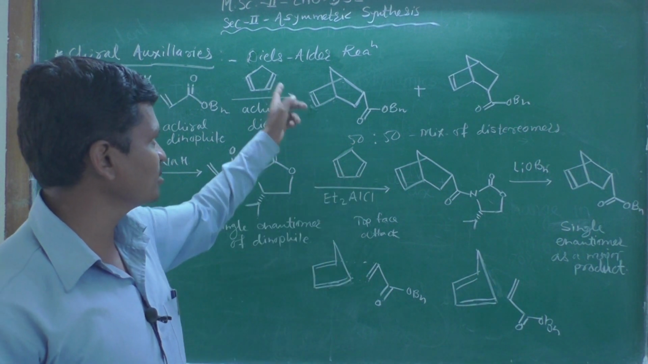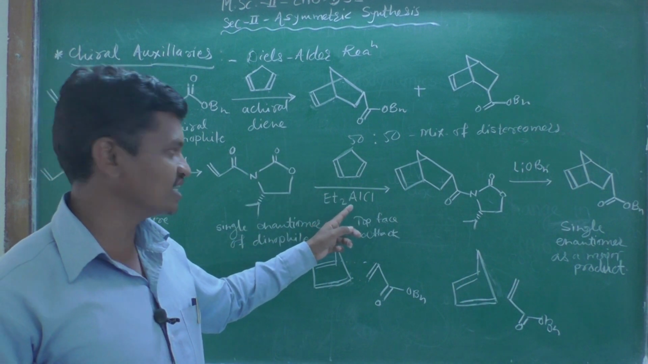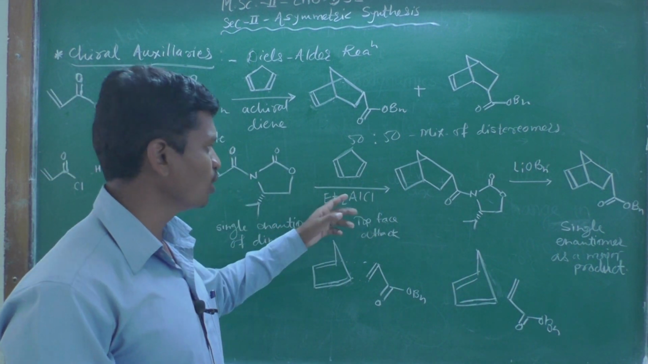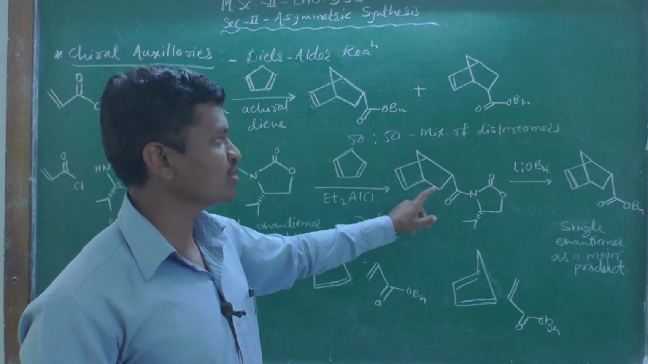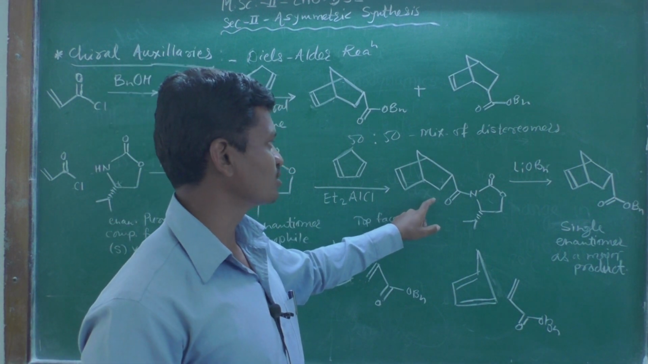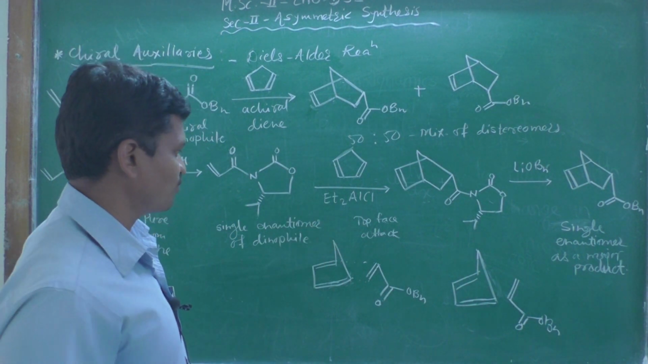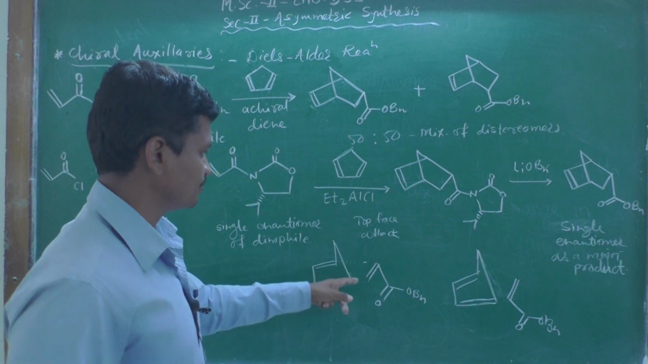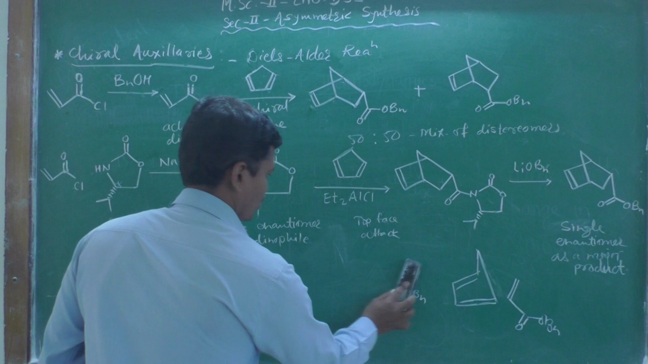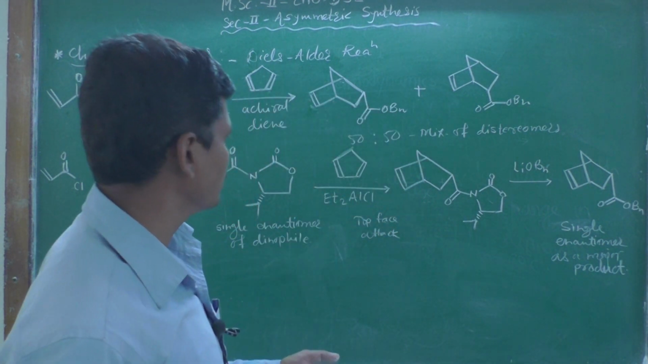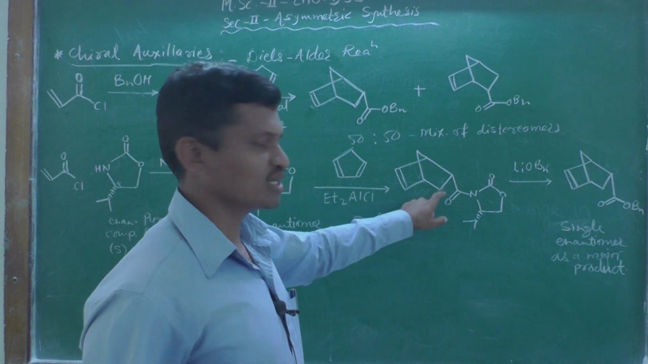This diene is the same, the cyclopentadiene molecule, and this reaction is taking place in the presence of Lewis acid, that is diethyl aluminum chloride. Only top face attack is possible. So that's why I am getting only this product. Now I will explain how that happens later on. So due to the top face attack of this dienophile on this diene, only this product is possible.